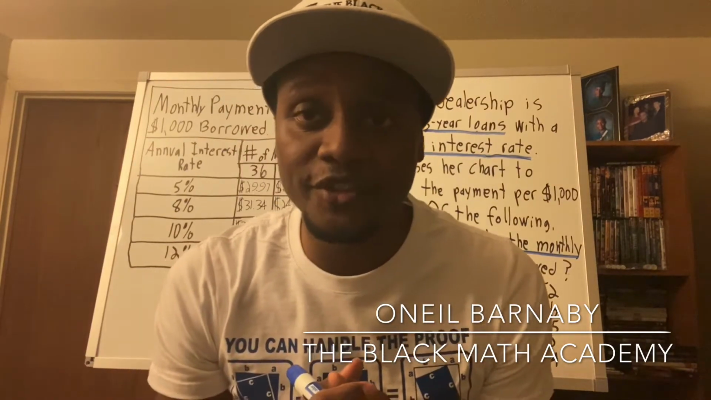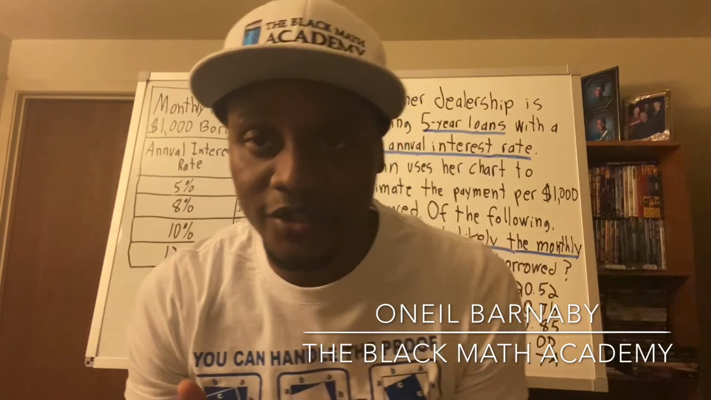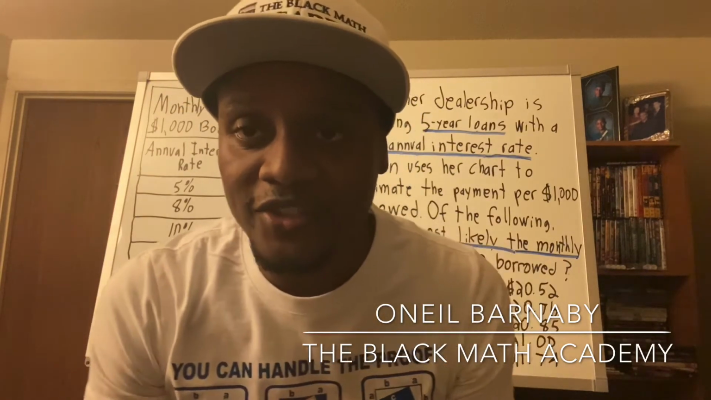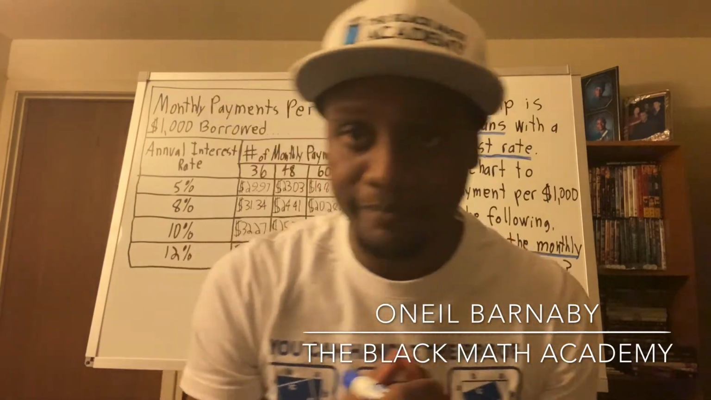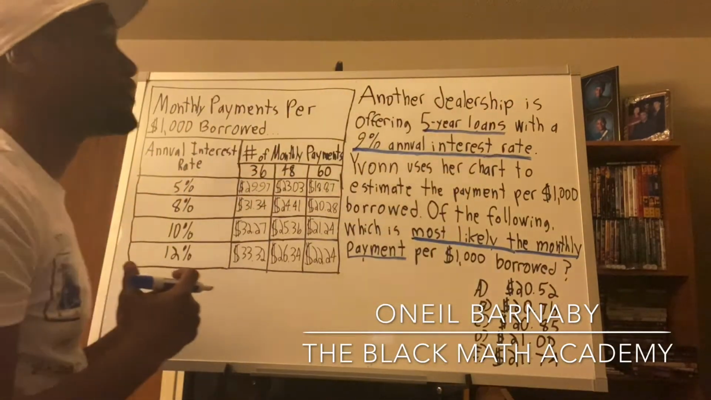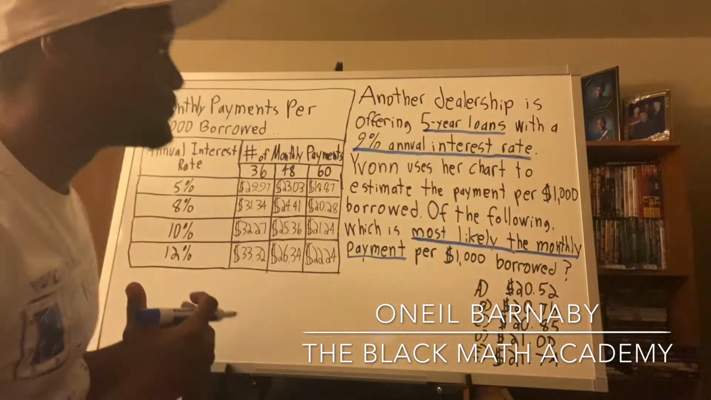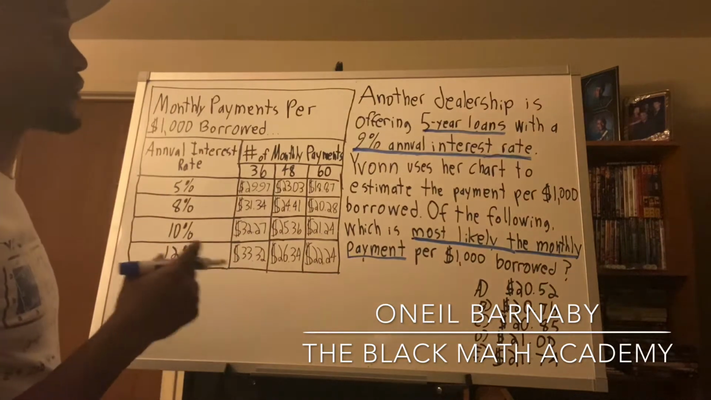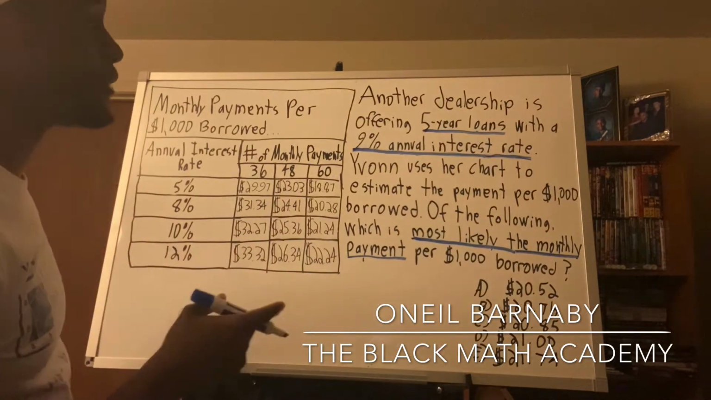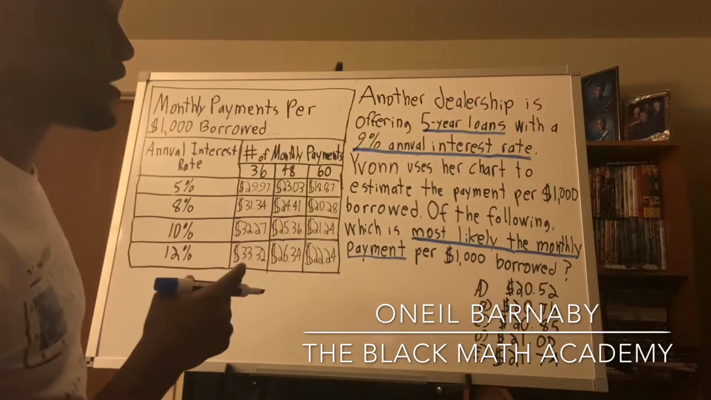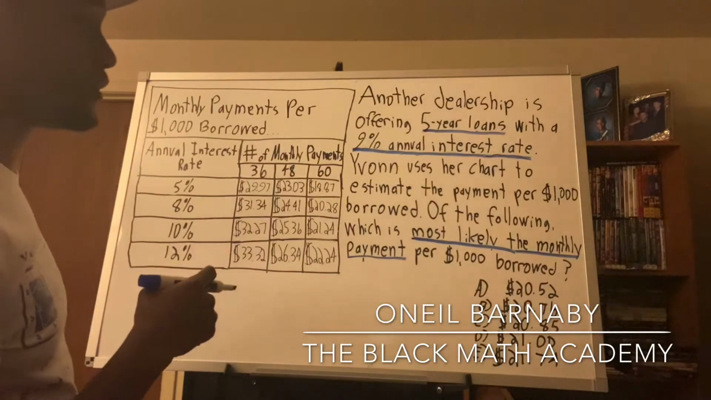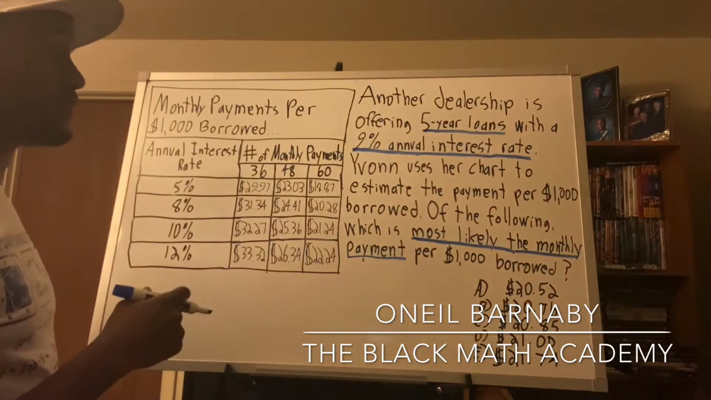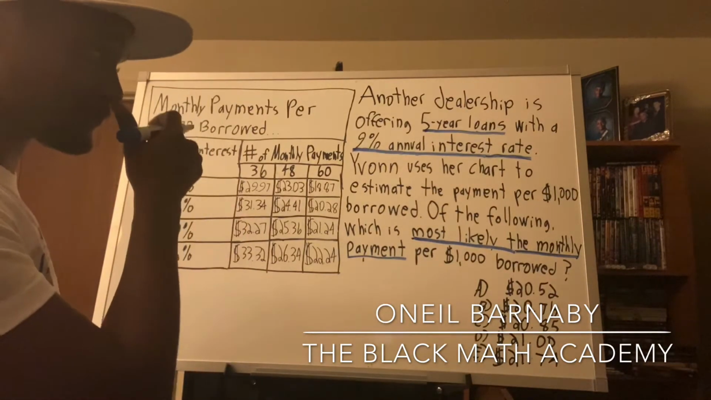This is our third and final video in our series discussing financial literacy and economics. Now let's see if we can finish off strong. All right? So now the question reads as follows. Another dealership is offering 5-year loans with a 9% annual interest rate. Yvonne uses her chart to estimate the payment per $1,000 borrowed. Of the following, which is most likely the monthly payment per $1,000 borrowed?